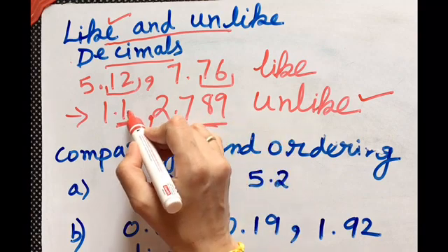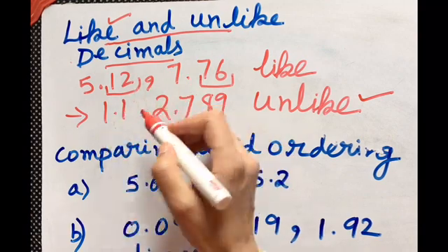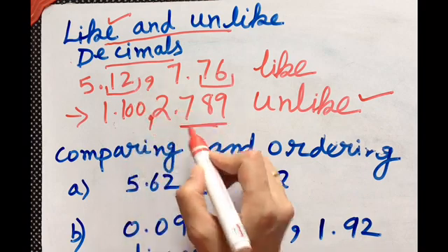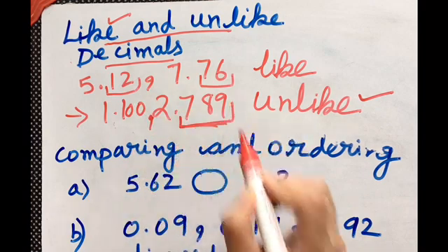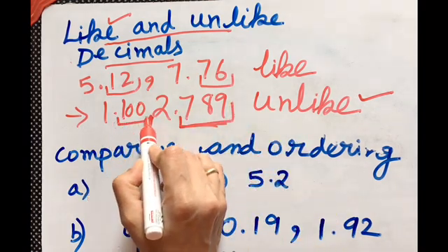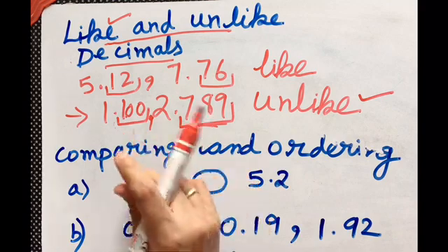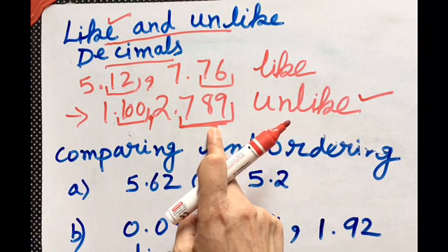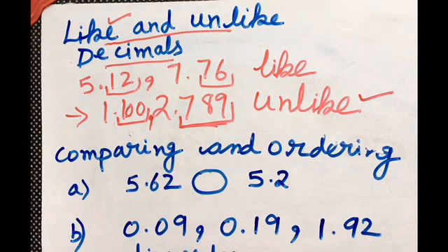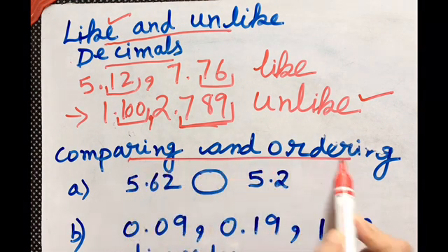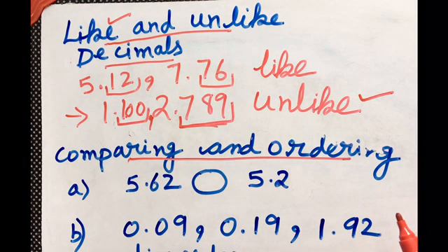Now how are you going to make unlike decimals into like decimals? You can add the number of zeros required. So you have 3 digits in 2.789, so we will have to make 1.1 also have 3 digits after the decimal. What we have done is added 2 zeros at the end, so it has become 1.100. So there are 3 digits after the decimal in both the numbers. Now they have become like.